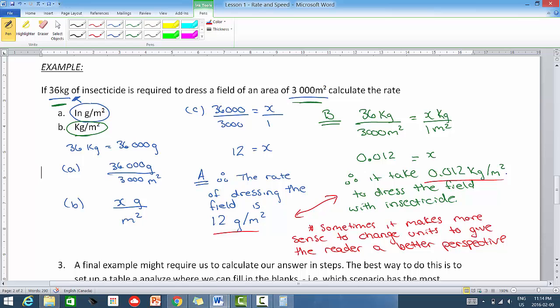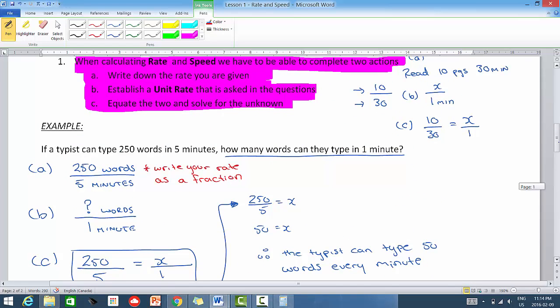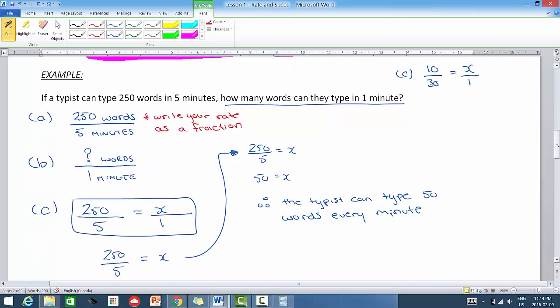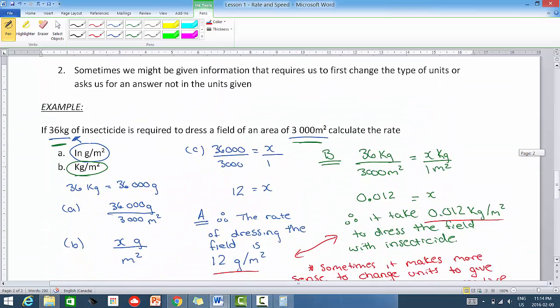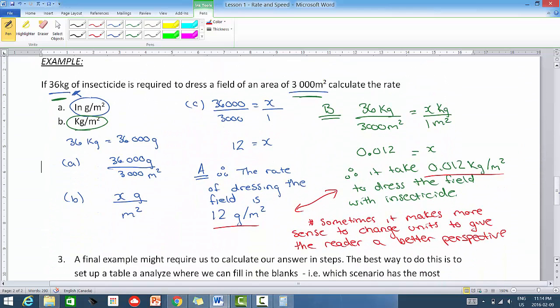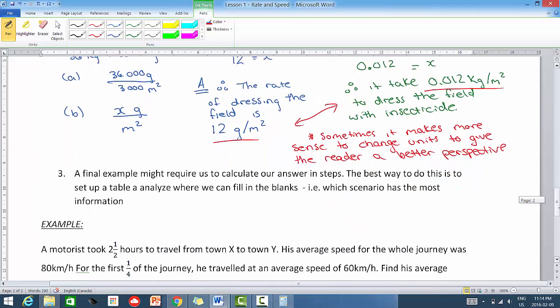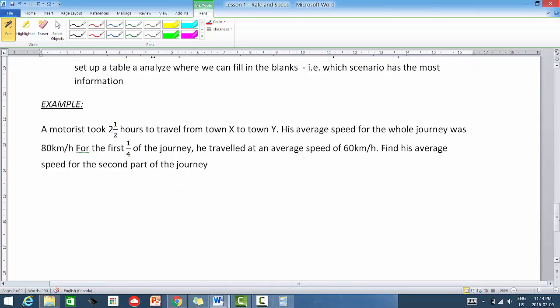So we have two questions so far. Finding out a unit rate. How fast can they do something in 1 minute? And then finding out a rate in sort of a different fashion, but basically just looking at how much is used per a certain area. That's also a rate. We're going to go down to our last one. A final example might require us to do a little bit more work.